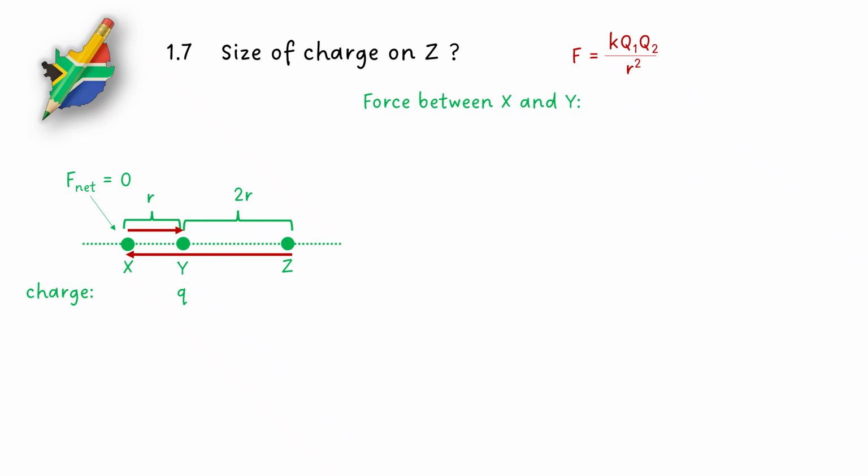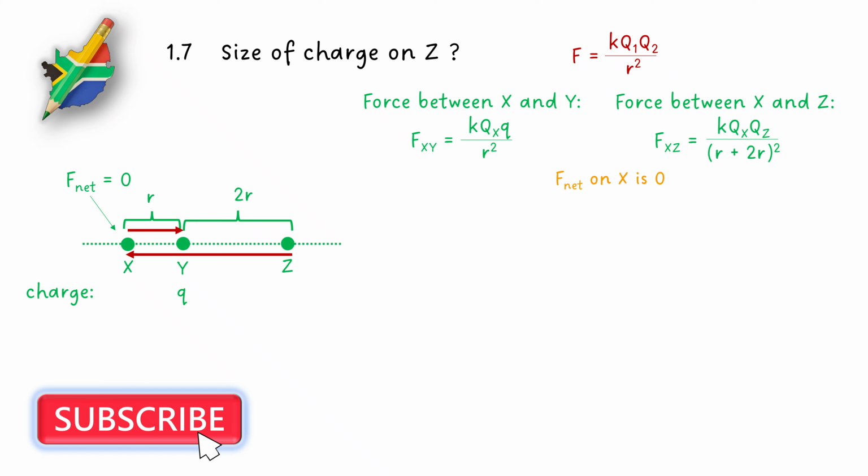So we need to consider the force between x and y, and between x and z, and the magnitude for each would be the same. For the force between x and y, we can put in small q for the charge on y and r squared in the denominator. And for the force between x and z, we can put in r plus 2r for the distance between x and z.